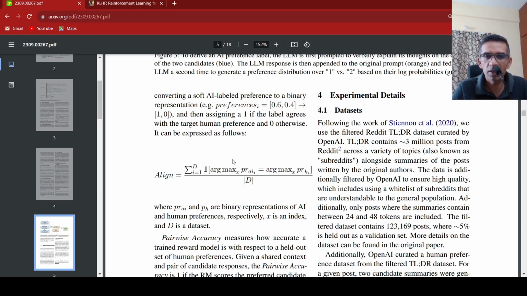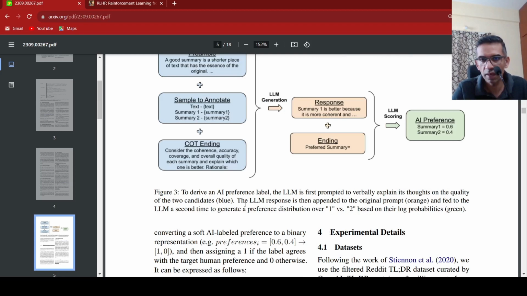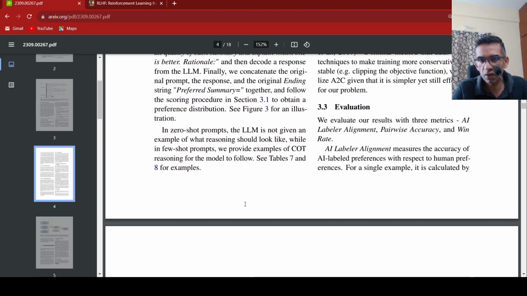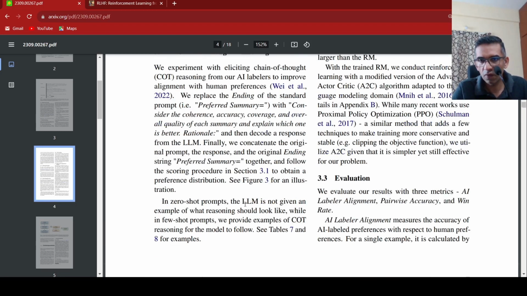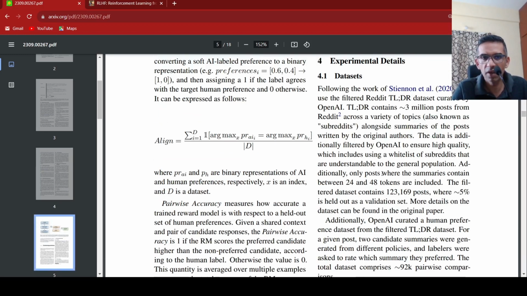Then the second one is pairwise accuracy. It measures how accurate a trained reward model is with respect to a held out set of human preferences. Okay. So given a shared context and a pair of candidate responses, the pairwise accuracy is 1 if the reward model scores the preferred candidate higher than the non-preferred candidate according to the human label. Otherwise, the value is 0. Okay. So this is the evaluation on three metrics of your reward model. That's the idea. So AI labeler alignment, pairwise accuracy, and win rate.